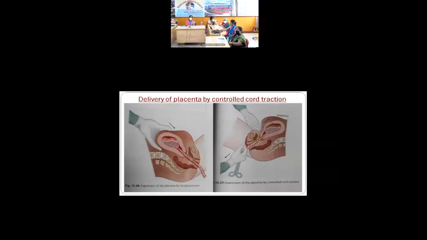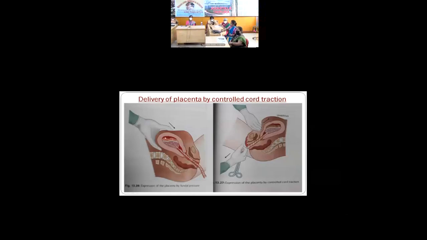If it fails, repeat after 2 to 3 minutes. Again, if it fails, wait for 10 minutes and repeat the procedure. If it fails, then manual removal of the placenta is done. First, injection oxytocin 5 to 10 international units, slowly IV or IM, is given. Then examine the placenta and membrane for completeness. Inspect the vulva, vagina, and perineum for any injury.